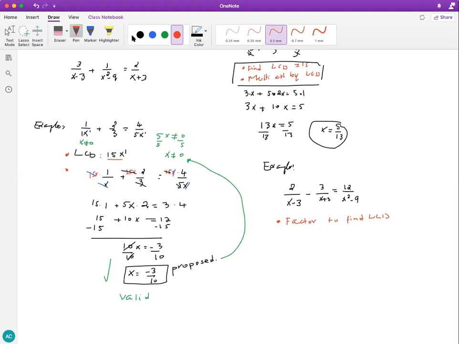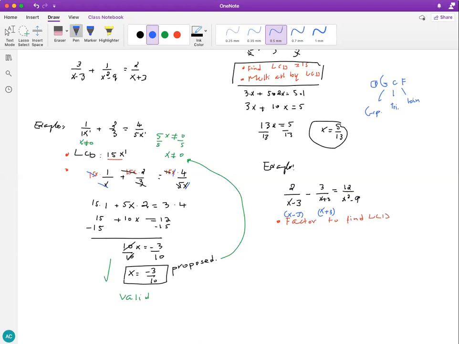So factor to find the LCD. Let's factor this. So this is basically x minus 3. We can't factor, this is already factored. This is also factored, there's no GCF. When you factor, always look for a GCF first, always. If that doesn't work, then you try other methods like grouping. We talked about grouping before. You try trinomial factoring if it has 3 terms, and also binomial, as in this one.